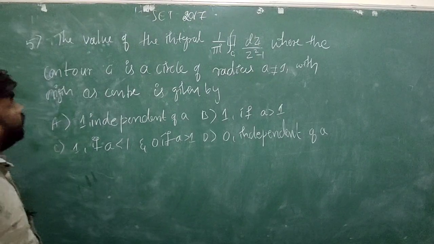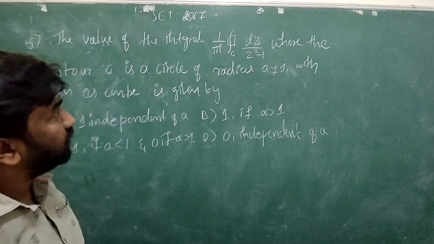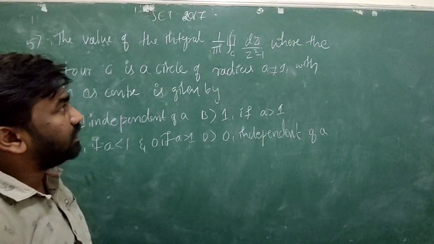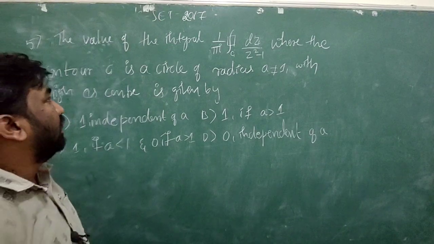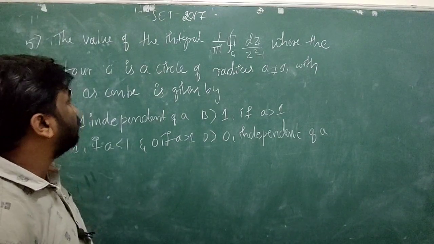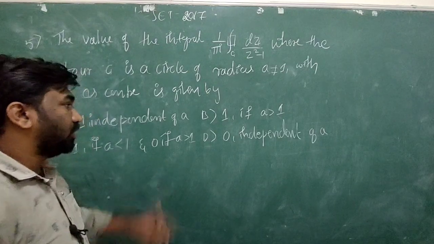So this is the question given. The value of the integral 1 by pi i integration over C of dz divided by z square minus 1, where the contour C is a circle of radius a not equal to 1 with origin as its center, is given by these options.